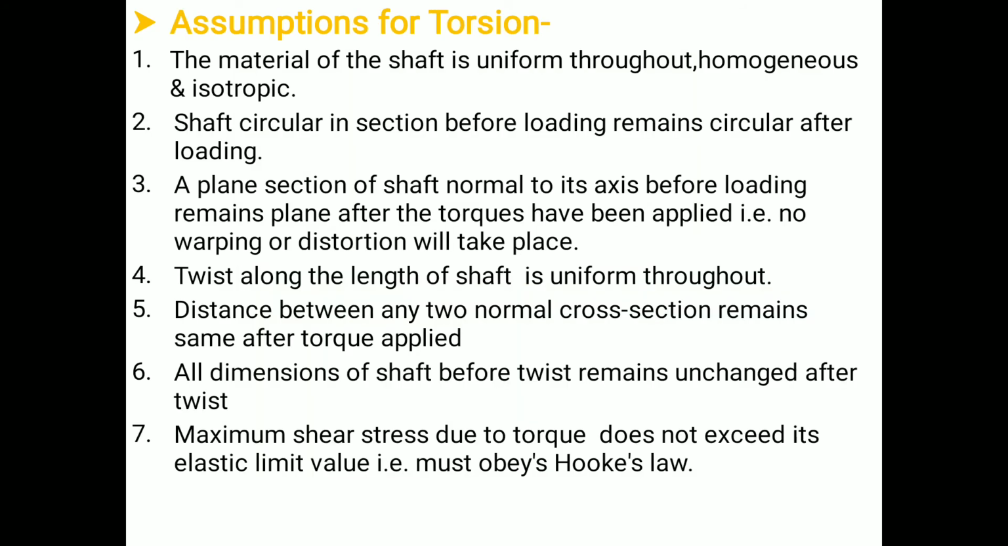Now we will move to the assumptions of torsion, because it is very important related to the derivation of the torsional formula. The first assumption is the material of the shaft is uniform throughout, homogeneous and isotropic. This means it has the same elastic property at each and every point of the shaft. This is the homogeneous material.